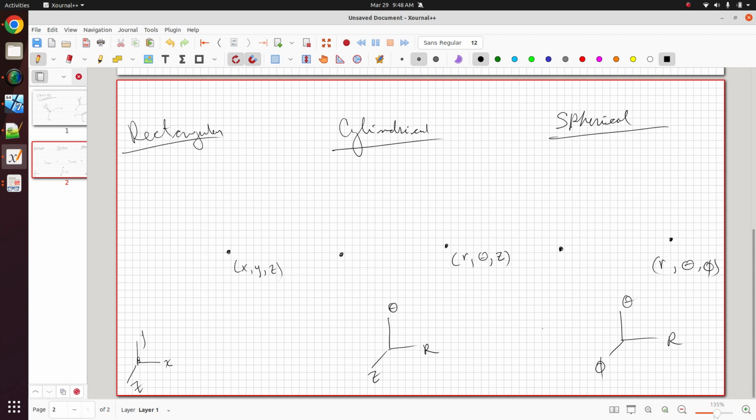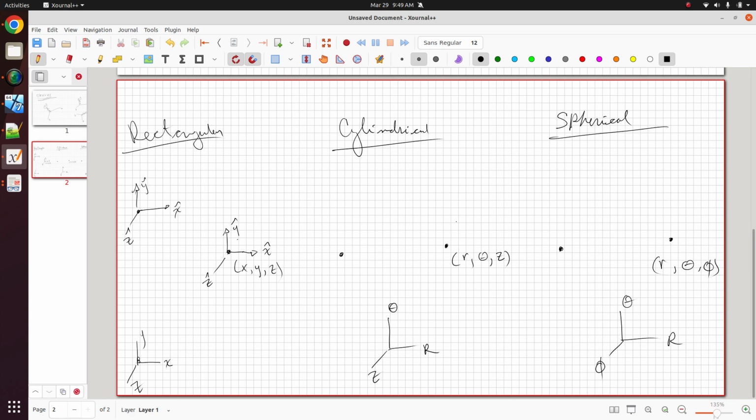Now, when you specify position, there are these so-called unit vectors that you get at that position. So what do I mean by this? For the rectangular coordinate system, the unit vectors are parallel to the original coordinate system, if you will. So here we have a unit vector x hat, a unit vector y hat, and then a unit vector z hat. And the same for this point, x hat, y hat, and then z hat.